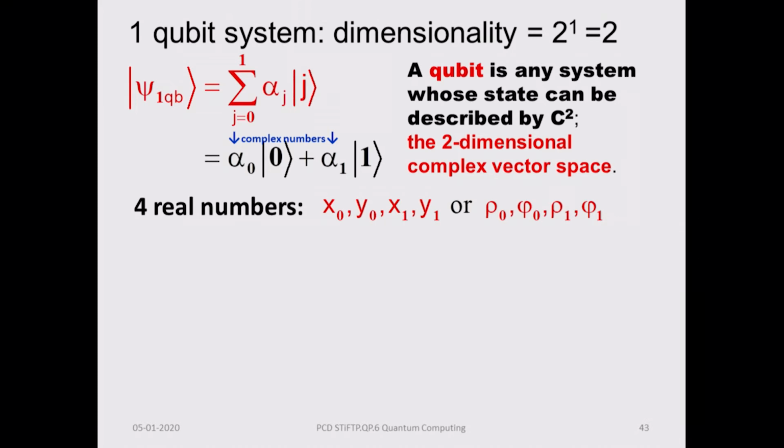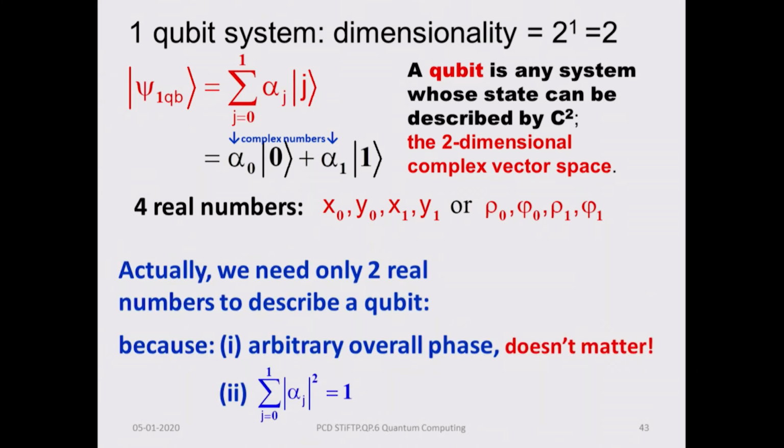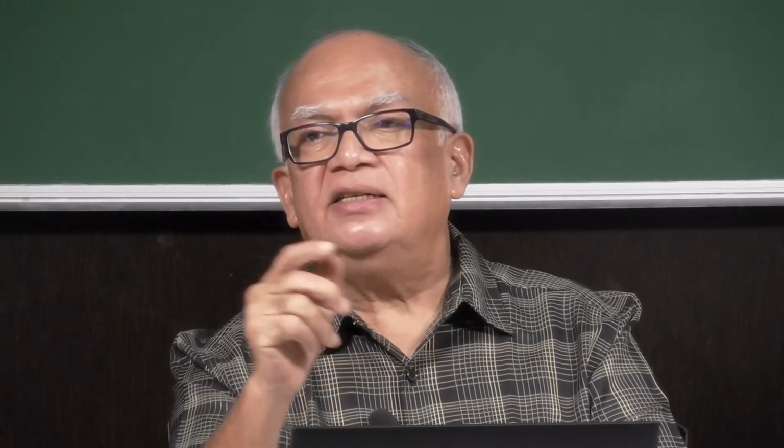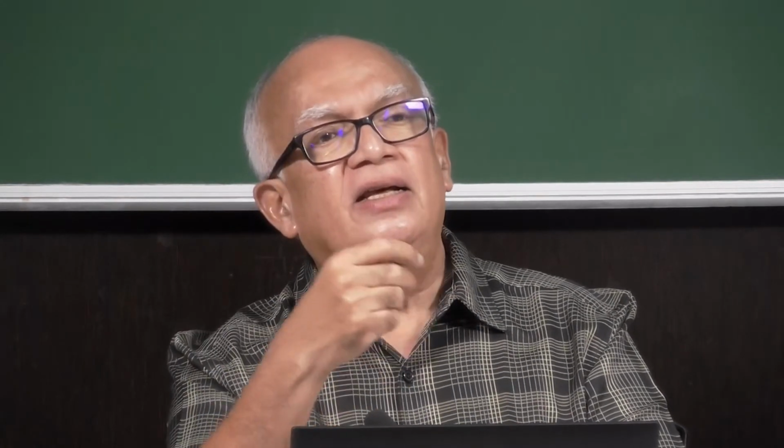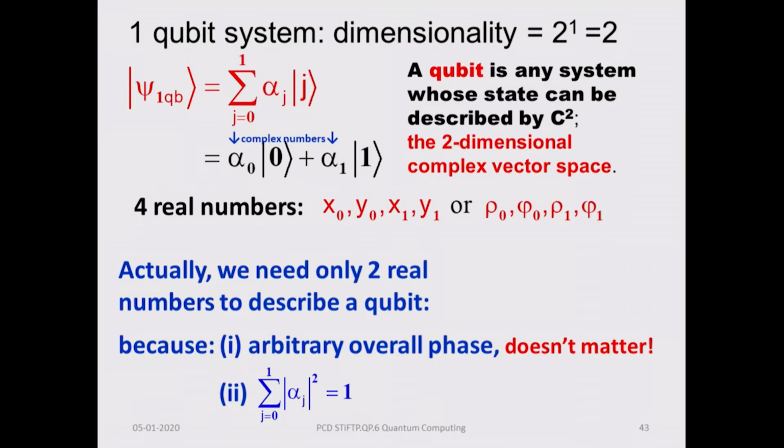You have 4 real numbers, but you actually need only 2 real numbers. The reason is there is an overall phase which is arbitrary. An overall phase angle is arbitrary because the angle is measured with respect to some reference. Like in a plane, you measure it with respect to the x axis and say that if a point on the plane is somewhere, then you draw a line to the origin and ask what is the angle it makes with the x axis. But where you are going to place the x axis is arbitrary on the plane.